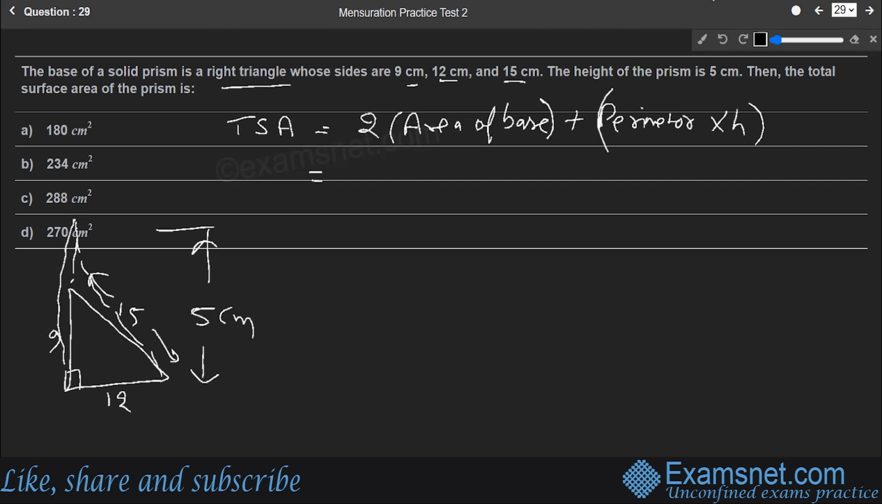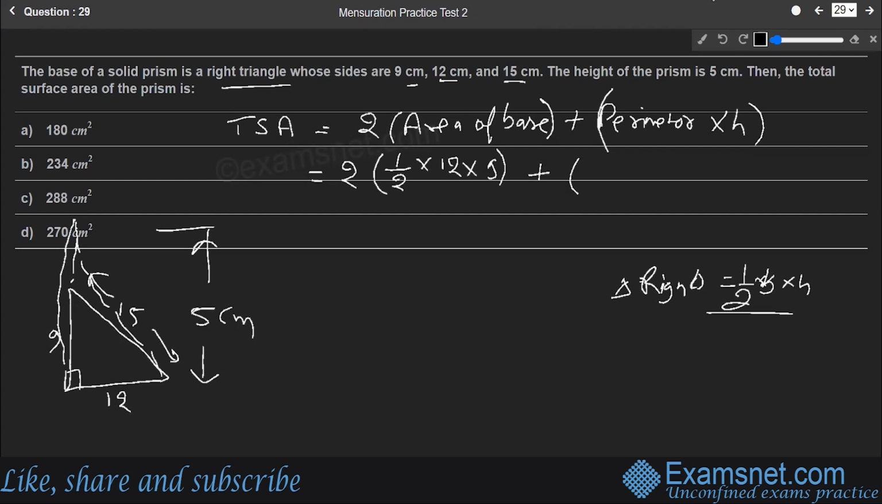The area of a right angle triangle is given by half of base into height. This is true for all triangles also. We know the base and the height, so it's going to be twice of half of base 12 into height 9. Then plus perimeter into height. The perimeter of the base we need to calculate. All the sides are given, 9, 12, and 15, so the perimeter is obviously the sum of all the sides, 9 plus 12 plus 15, multiplied by height.